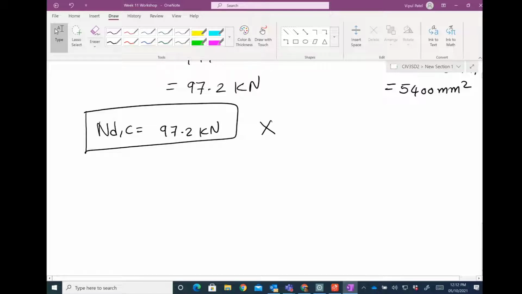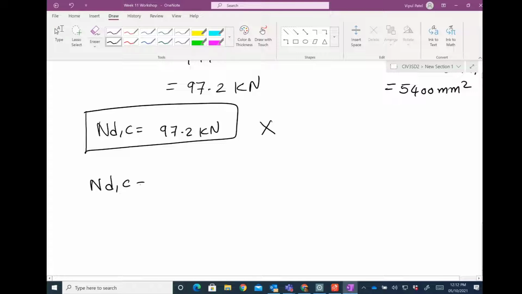Meaning that 97.2. So at least in the back of your head, you need to keep in mind that you have 97.2 kilonewtons. It could be reduced by some amount because of those factors. So keep in mind that we have 97.2.